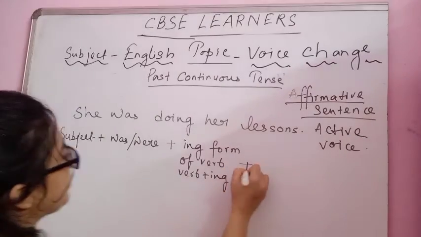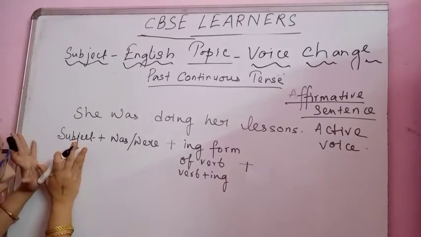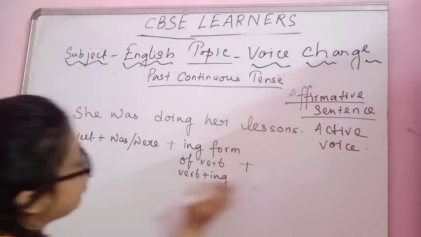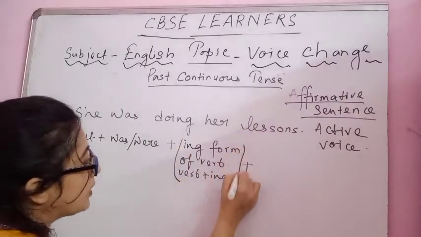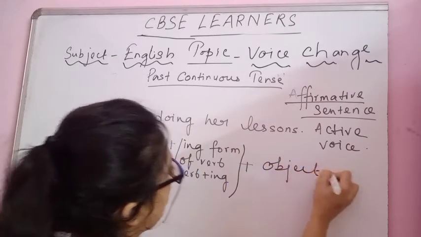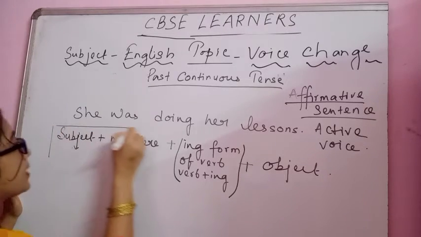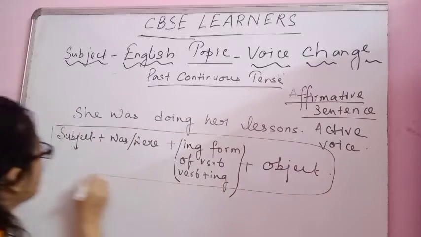So the formula will be subject plus was or were, depends on the subject, plus ing form of verb, or you can call it verb plus ing, plus object, which is the object her lessons. So when you are converting, we have to bring her lessons. Her lessons were, because lessons is in plural number. I hope the formula is clear to you in case of active voice. So we'll be using this formula.